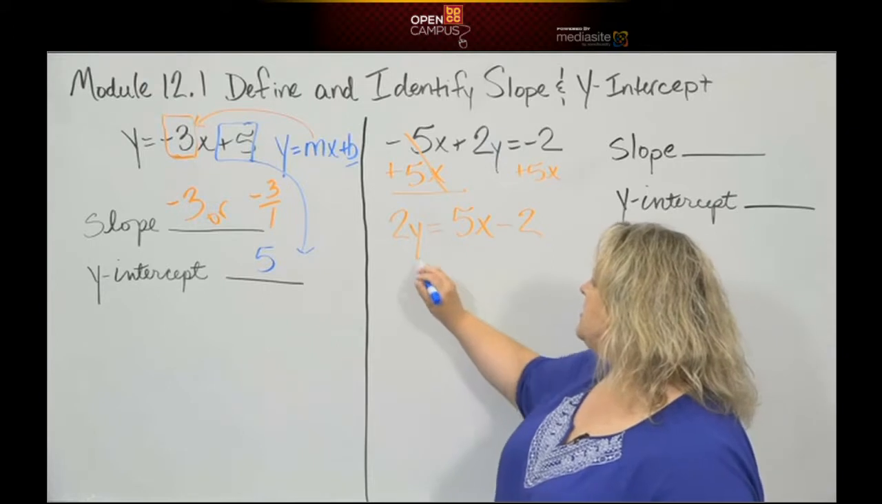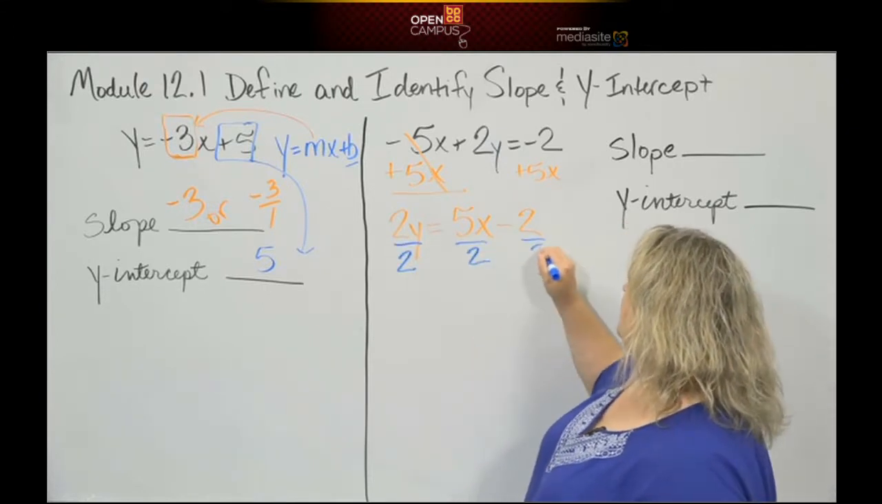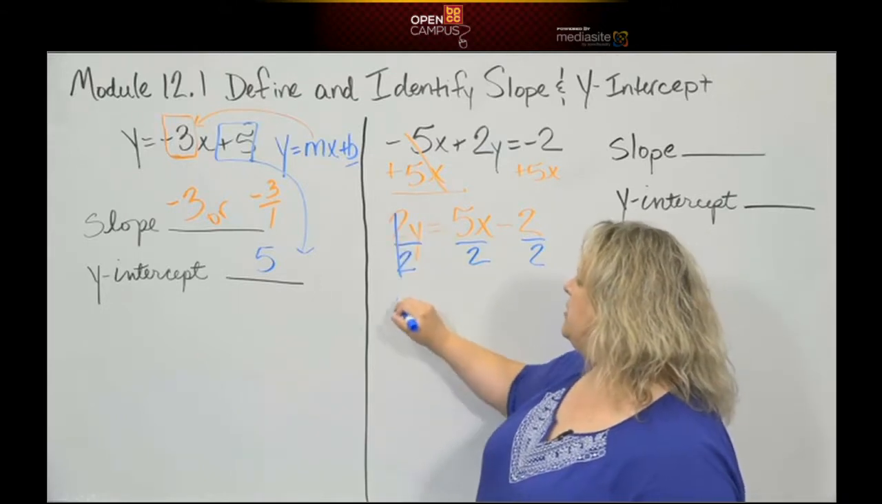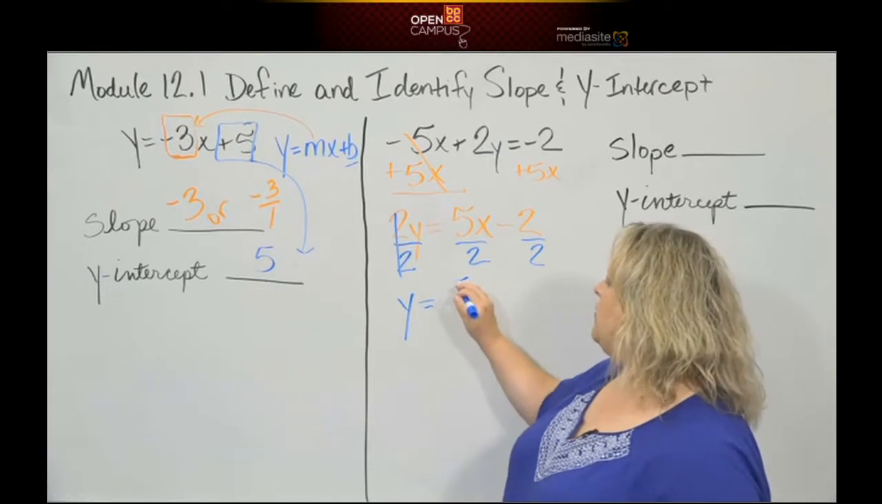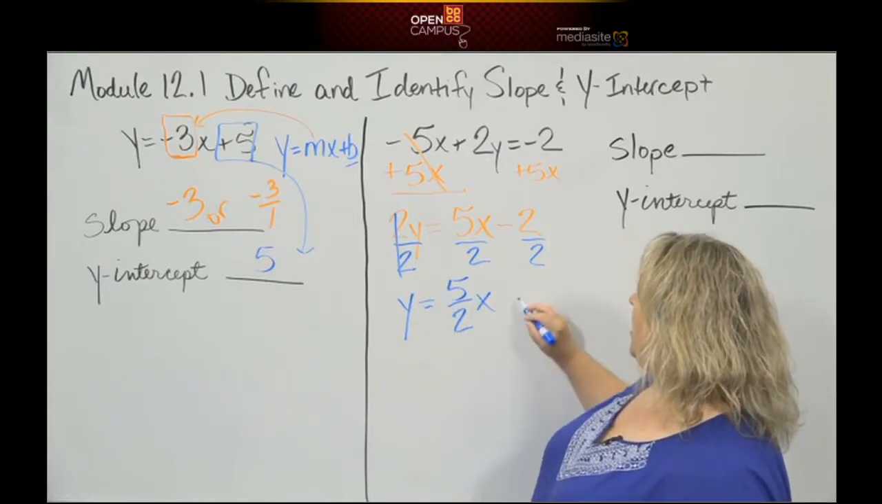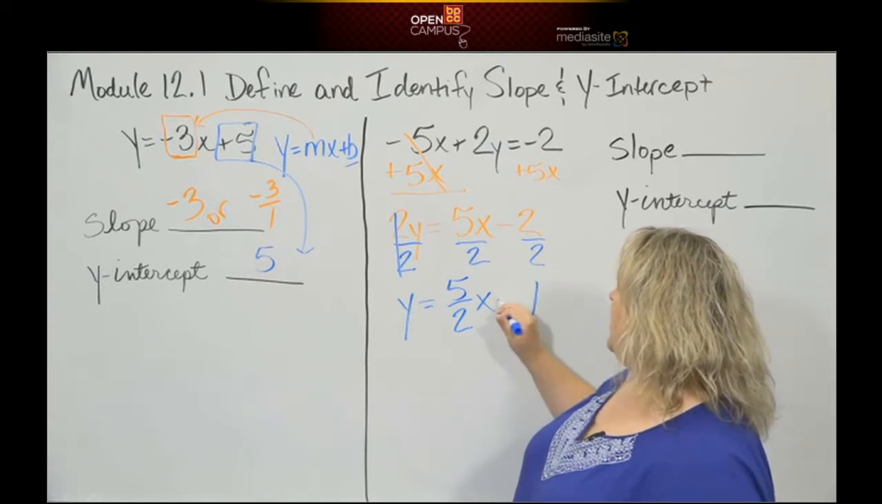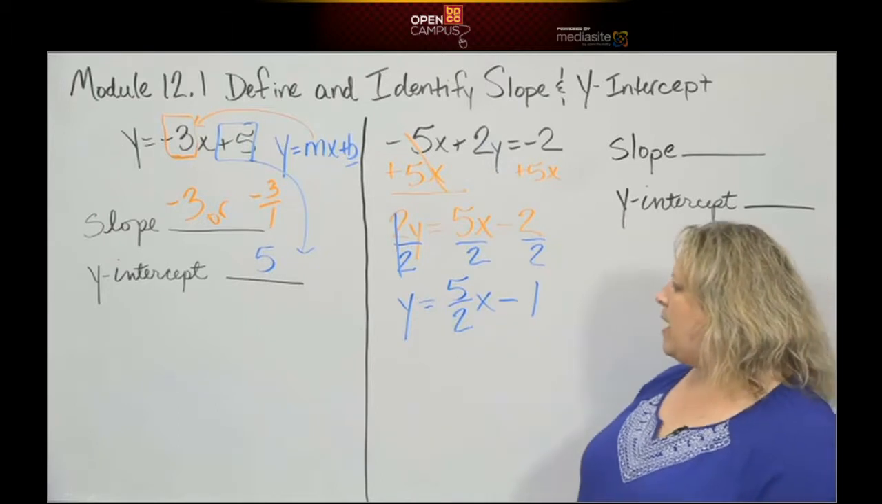So then I have one step left. My last step is to get the y by itself. So divide everything by 2, because what you do to one side, you must do to the other. Otherwise, it's not going to be an equation. It has to be equal. So that gives me 5 halves x, and then 2 divided by 2 is 1, and it's negative, okay? So now I have the equation looking exactly the way I want it to.